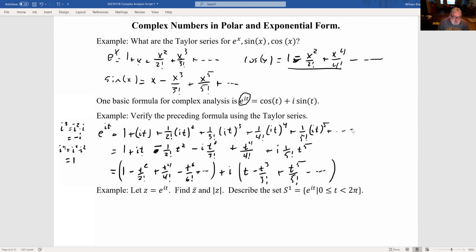So cosine t plus i sine of t. So that tells us that e to the it is a complex number whose real part is cosine and whose imaginary part is sine.